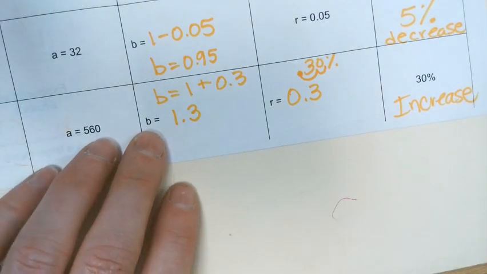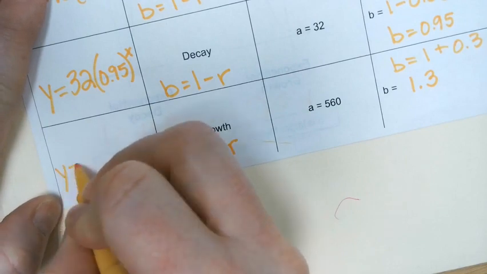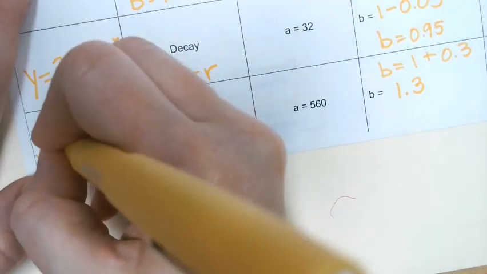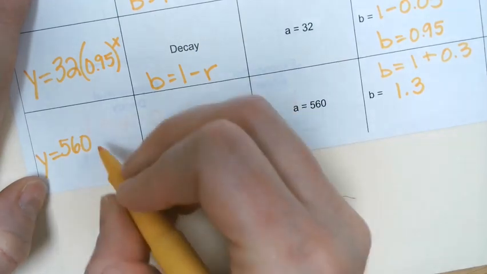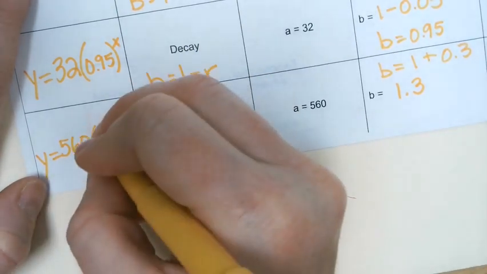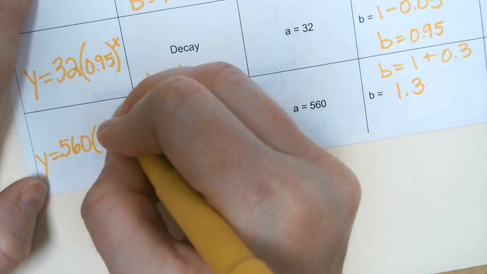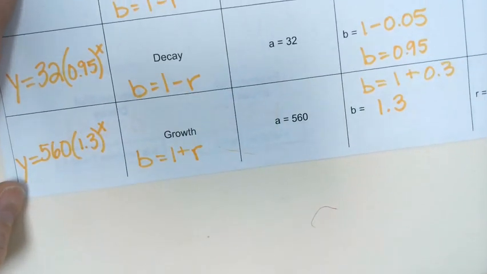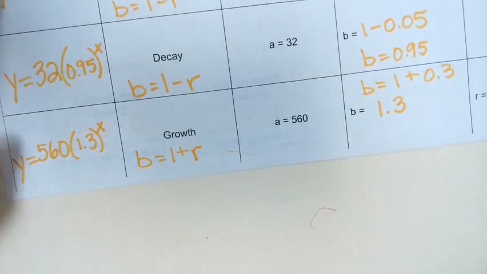That's my B value, because you always compare it back to 1. If it's an increase by 0.3, then you add it. If it's a decrease, you subtract it from 1. So then our equation is y equals A, 560, times the B value, 1.3, raised to the x. You'll glue this in the next page, but you'll keep this out in order to do your assignment.